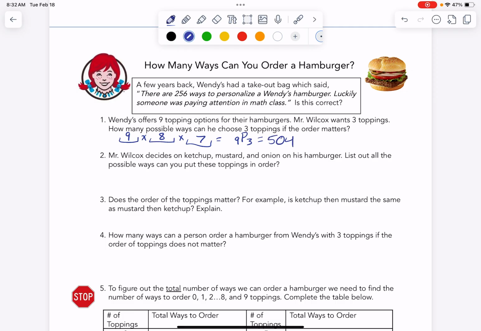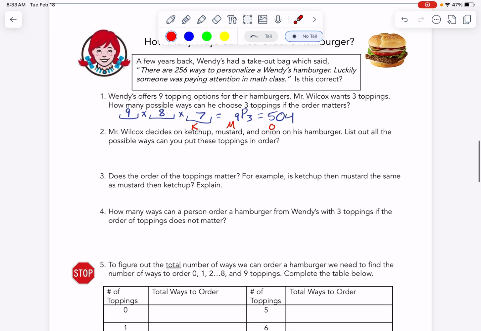Awesome. So, next, Mr. Wilcox decides on ketchup, mustard, and onion on his hamburger. So I'm going to label these real quick. Ketchup, we have mustard, and we have onion. We're going to list out all the possible ways that we can put these toppings in order. So, say we do ketchup, mustard, onion, and then we do ketchup, onion, mustard, so we can swap the last 2, right? These are all different possible ways to put them on in order.